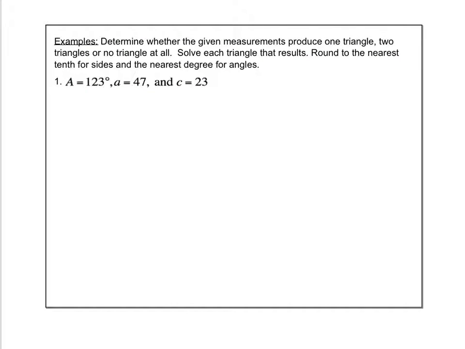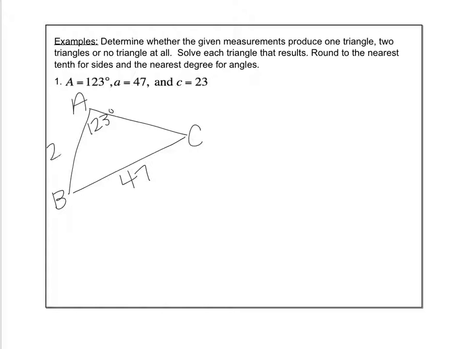Alright, so example number 1, what we want to do first is what we did first yesterday. Go ahead and draw a picture. This is A, B, C. Big A is 123, that goes in the angle. Little a is 47, and little c is 23.